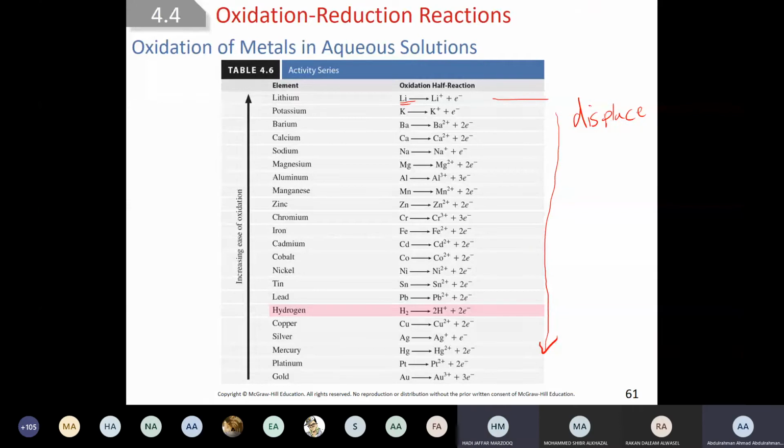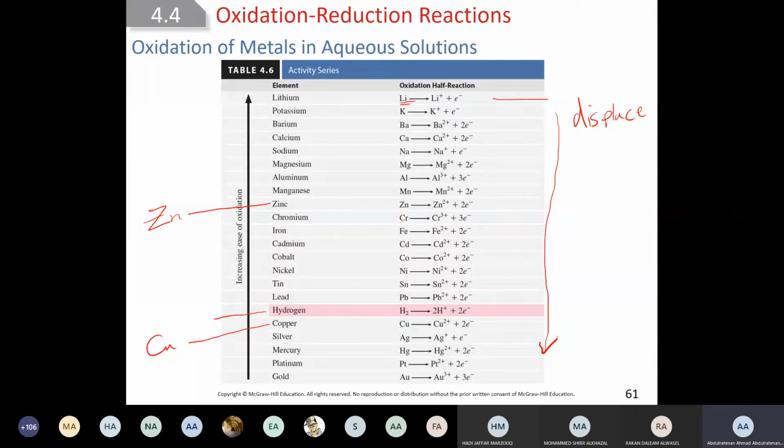This is only for elements, for metals. The only exception is hydrogen. If you look here, they're all metals, and hydrogen is the exception. Look at zinc, which we just did a while ago, and look at copper. Where is copper? Copper is here. This is zinc, and this is copper.